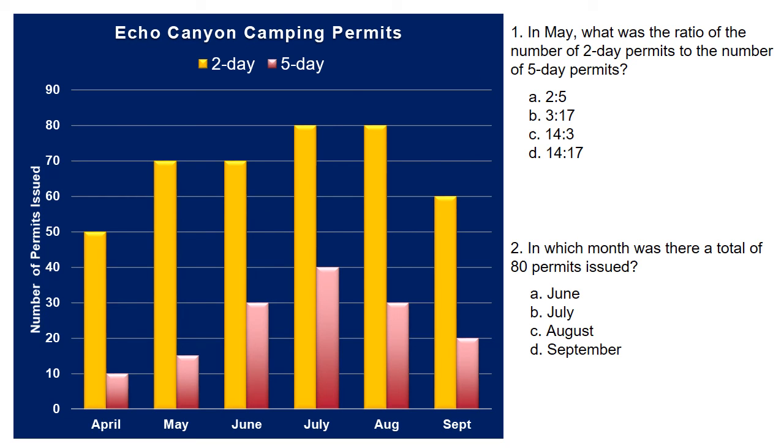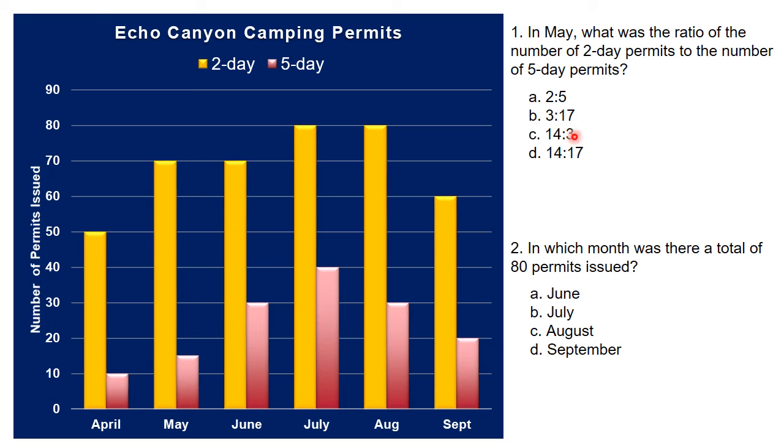Our last graph, Echo Canyon camping permits. This is a clustered column type of bar graph in which the yellow represents 2-day camping permits, while the pink represents 5-day camping permits. Question number 1. In May, what was the ratio of the number of 2-day permits to the number of 5-day permits? We will only focus on May and disregard the rest first.